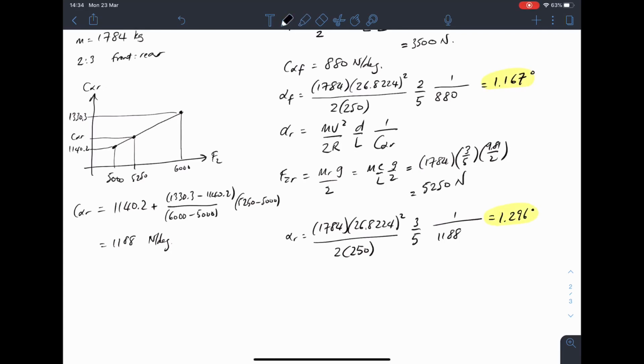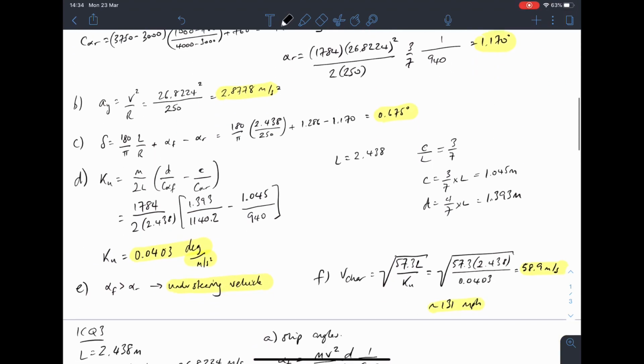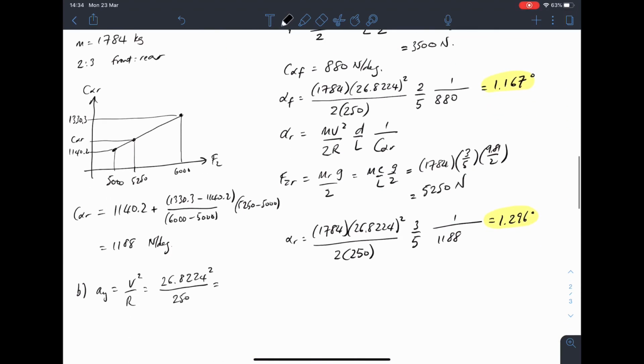So part B says what's the lateral acceleration? Well, AY is V squared upon R, 26.8224 squared divided by 250. This should be the same as in part A, 2.8778 meters per second squared.